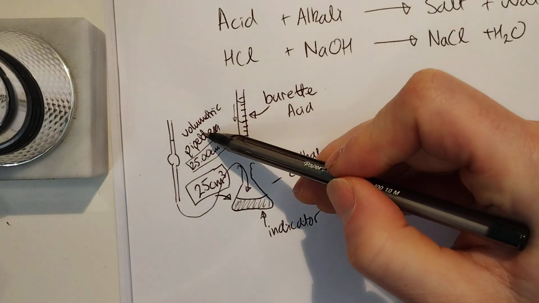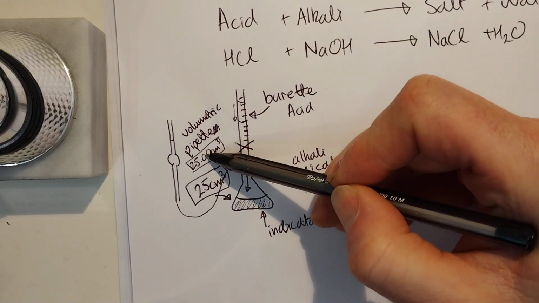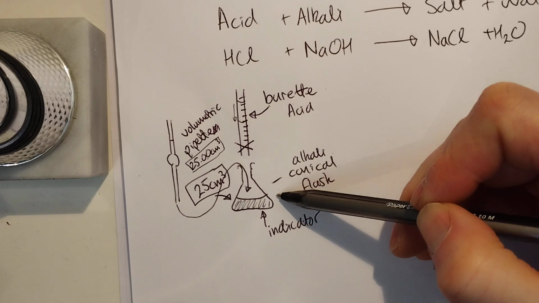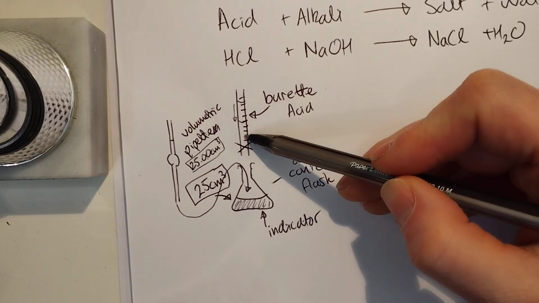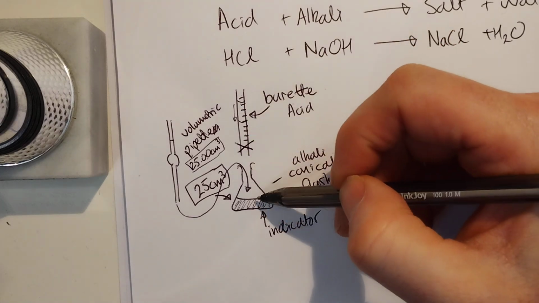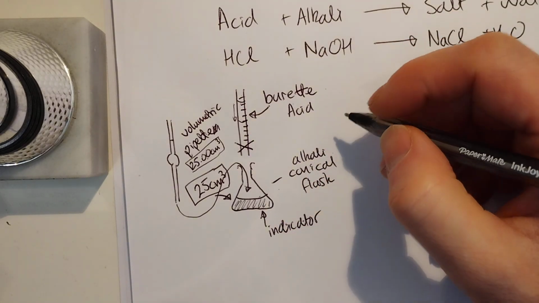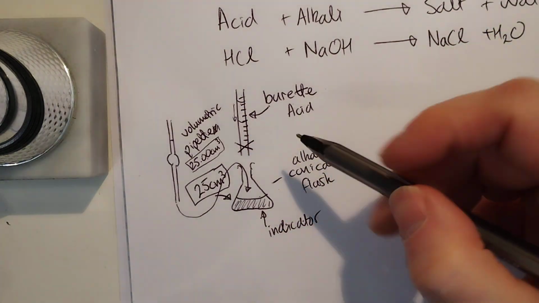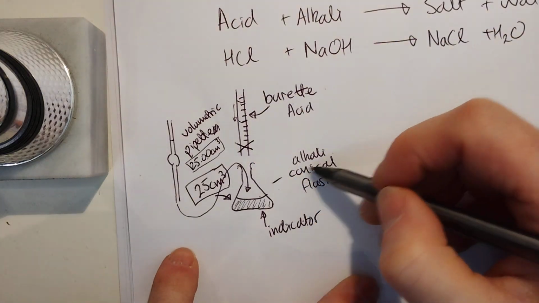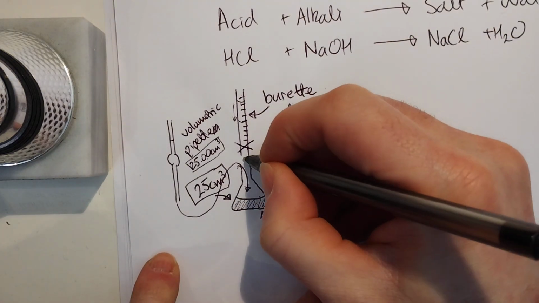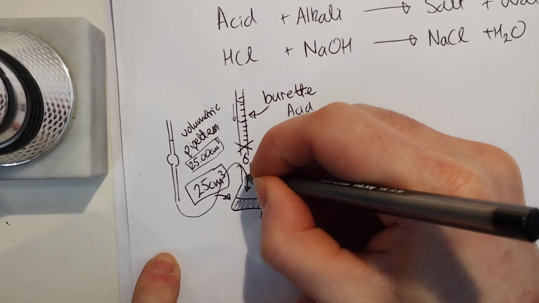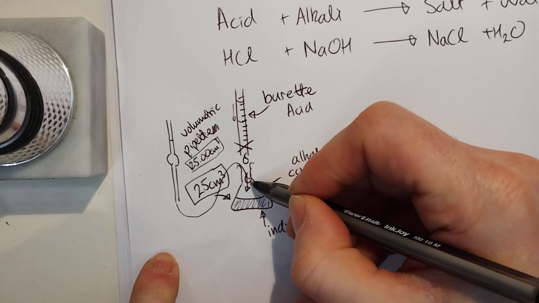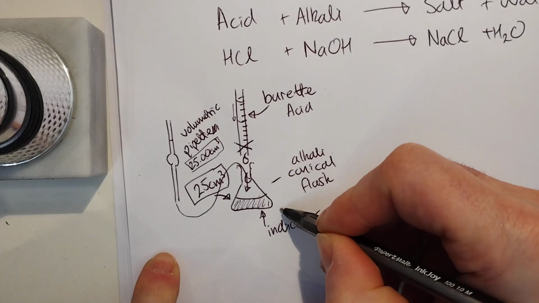So we use a pipette to put 25 centimetres cubed of solution into this conical flask. And a burette has got another solution in that is going to react with the stuff in the conical flask. So you're probably aware of this. We've got our burette full of acid, maybe we've got some alkali with an indicator, and we're going to open this tap, and little drips will go in there, and we will run the experiment until the indicator changes colour.